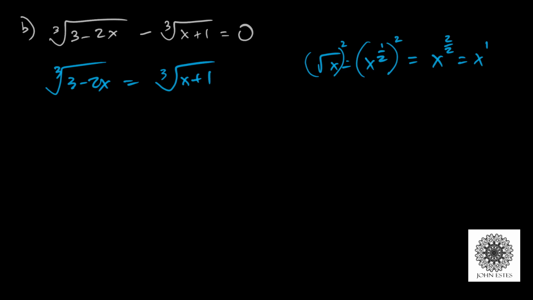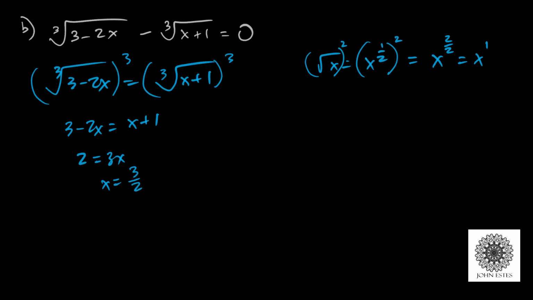Here, to get rid of a cube root, which is the 1/3 power, I need to do what? I need to cube both sides. So I'm going to cube both sides. And when I do that, I end up with 3 minus 2x equals x plus 1. Okay, now I just have a linear equation. So let's move our x's to the right and our constants to the left. So I'm going to subtract 1, end up with a 2. And when I add the 2x over to the right, I end up with 3x. So I end up with x equals 3/2.